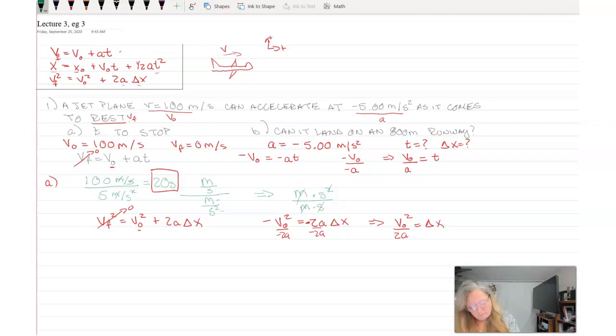So putting that in, I have 100 meters per second squared divided by 2 times my acceleration, which is 5, and that gives me my delta x. So drum roll, do you think it will fit or not? Divided by, I almost put in 2 times 5. So it needs 1,000 meters. Nope, not going to make it. So no, it can't land on an 800 meter runway. Cool.